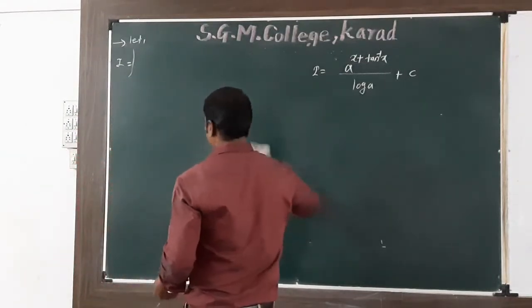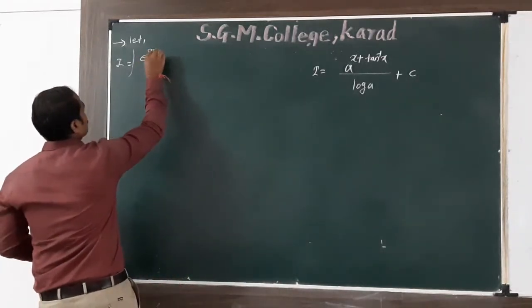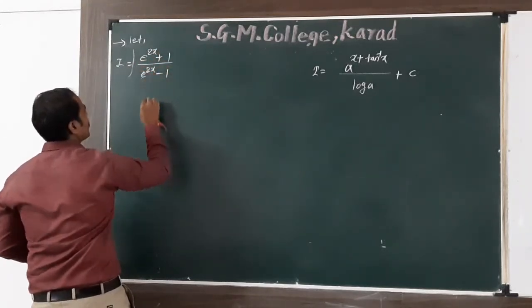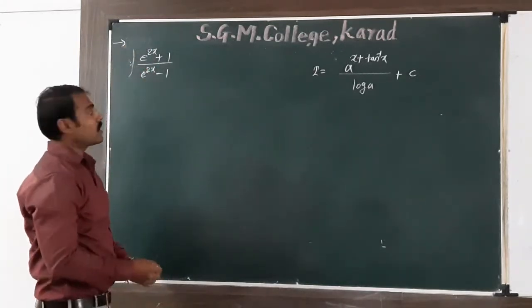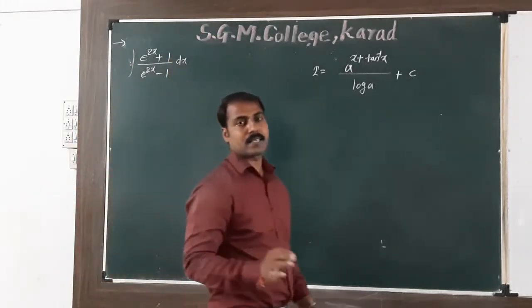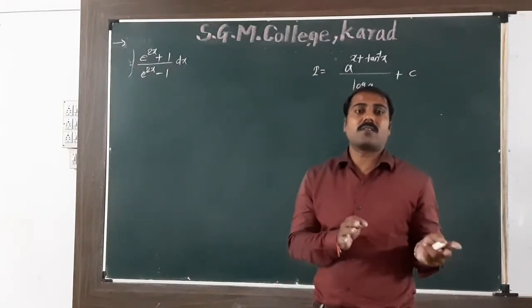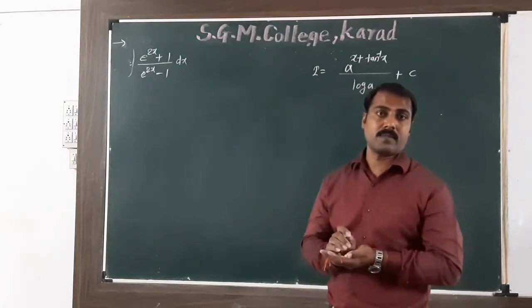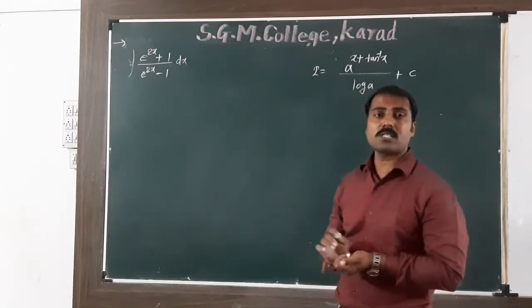Evaluate the integration of e raised to 2x plus 1 divided by e raised to 2x minus 1 dx. Okay? First check the example is of which type? Is it algebraic or trigonometric? Here, the example is algebraic. So, first, check whether the substitution is possible.